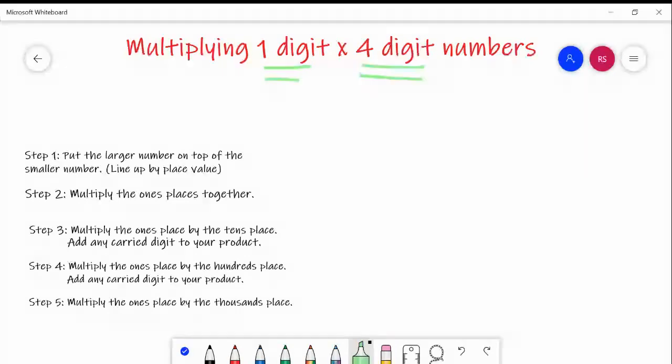As we add more numbers, we're adding more steps, but the steps stay the same. So you're just repeating yourself for each digit in each place value. So let's do some examples with this so that we can practice.